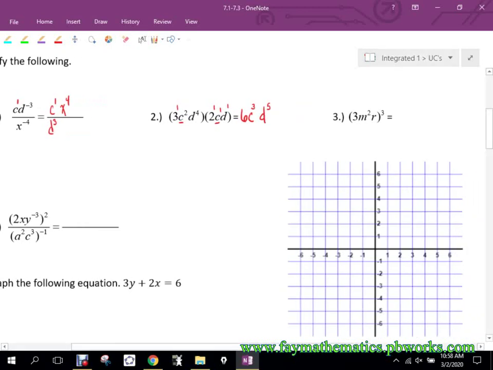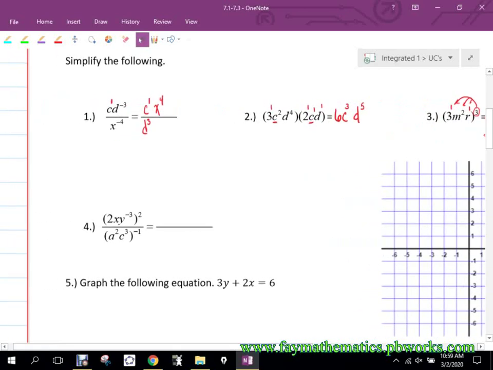Next one, we've got a power to a power here. So remember, this is to the first power. This r is to the first power. And power to powers, you're essentially going to multiply that power by all these exponents. It's going to be 3 to the third, m to the sixth, r to the third, and we can change that 3 to the third into 27.